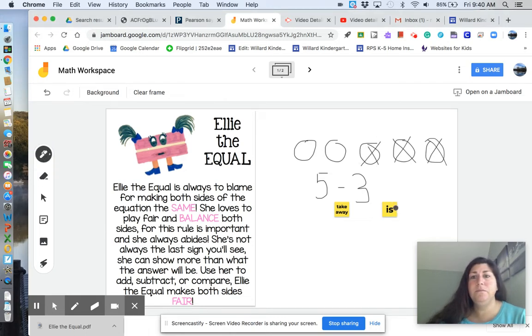So first, I'm going to draw Ellie. This is what she looks like over the word is, because Ellie means is. And now I'm going to try to find what my missing part is. So we have 5, take away 3 is 2. And that's what my equation looks like. So we're going to do a couple of these problems together.